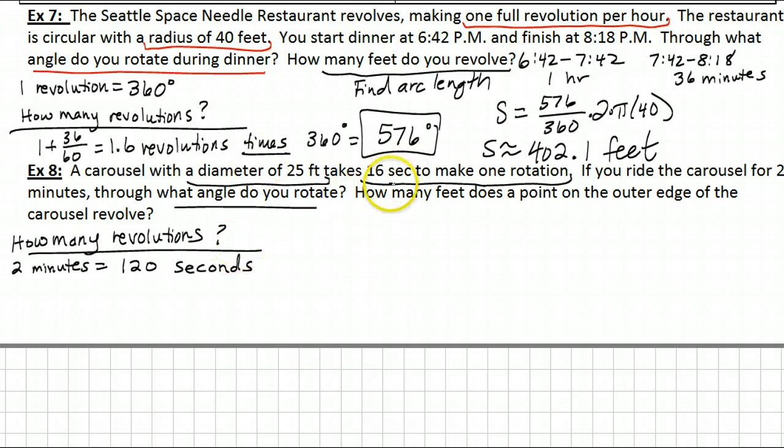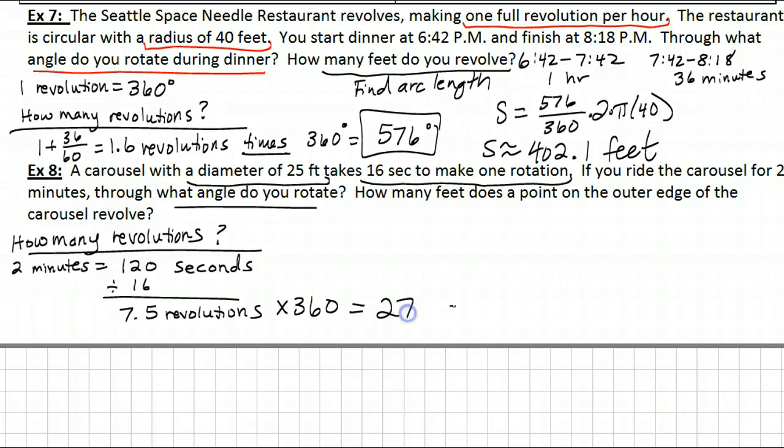Every 16 seconds, I made one rotation. I'm going around and around. So divide by 16 to see how many times that happened. And it happened 7.5 times. So 7.5 revolutions times 360 is 2,700 degrees I rotated around on this carousel.